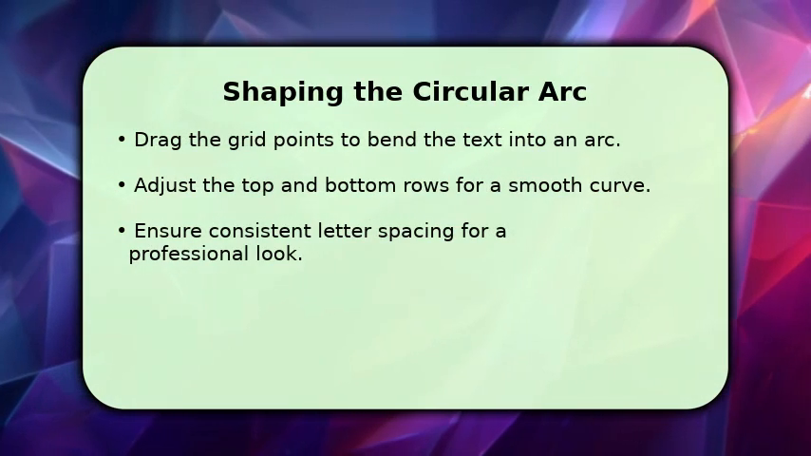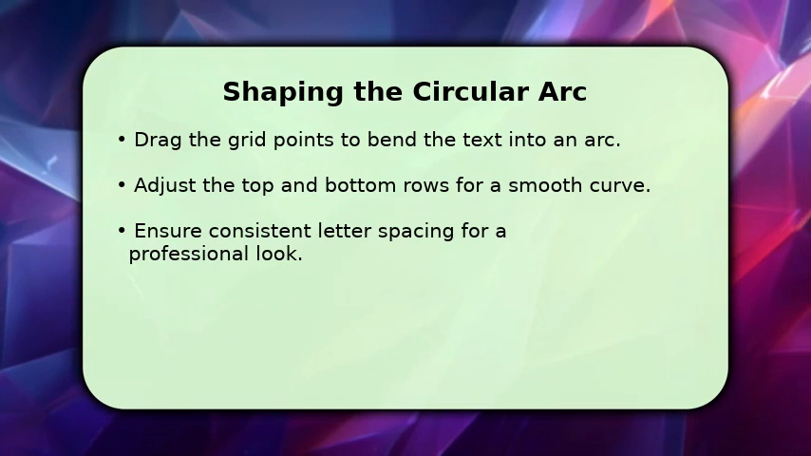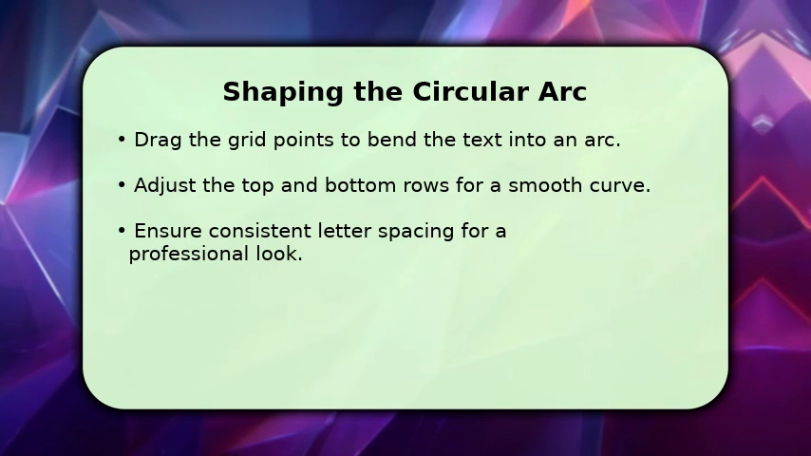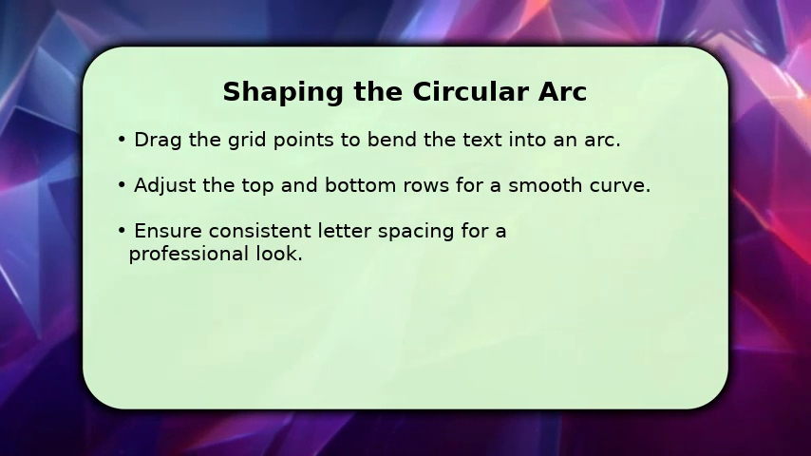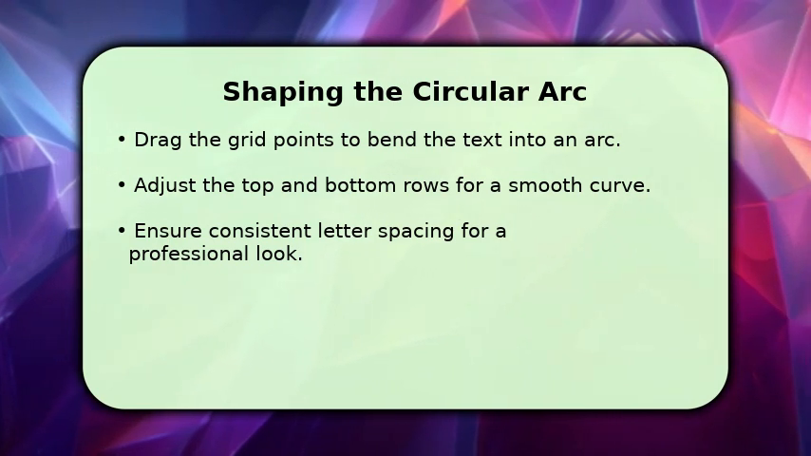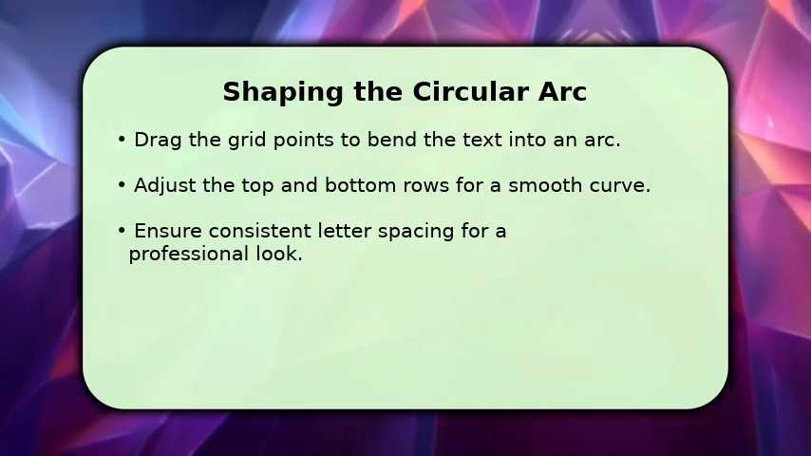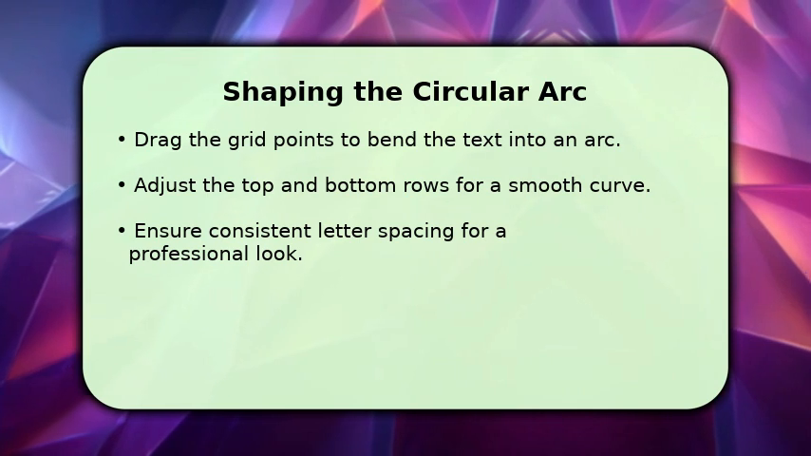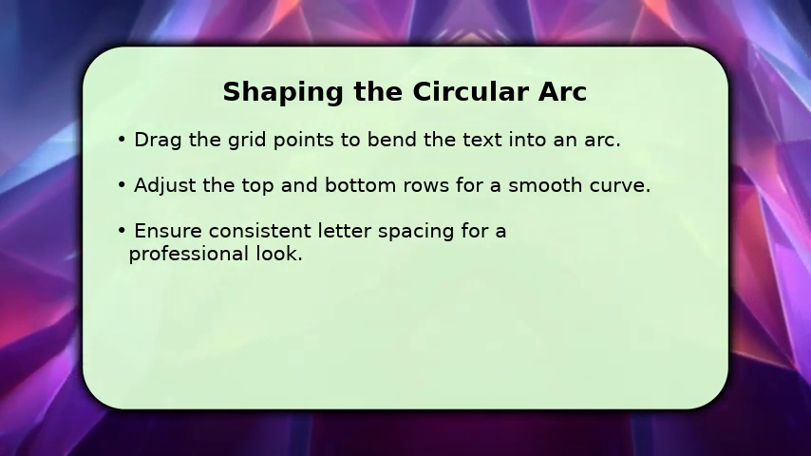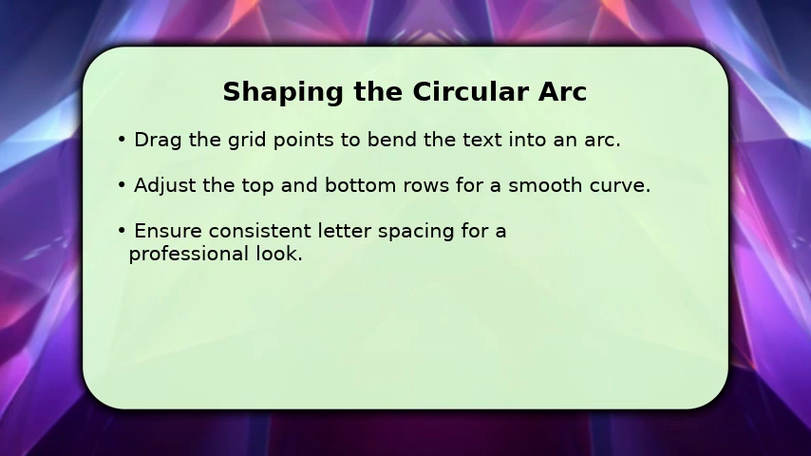With the Mesh grid active, you can now manipulate the individual points to form your circular text. Focus on dragging the corner and middle points of the grid to create a gentle arc. Pay close attention to the top and bottom rows of the grid to ensure a smooth, even curve. Maintaining consistent spacing between your letters will give your circular text a polished and professional appearance.